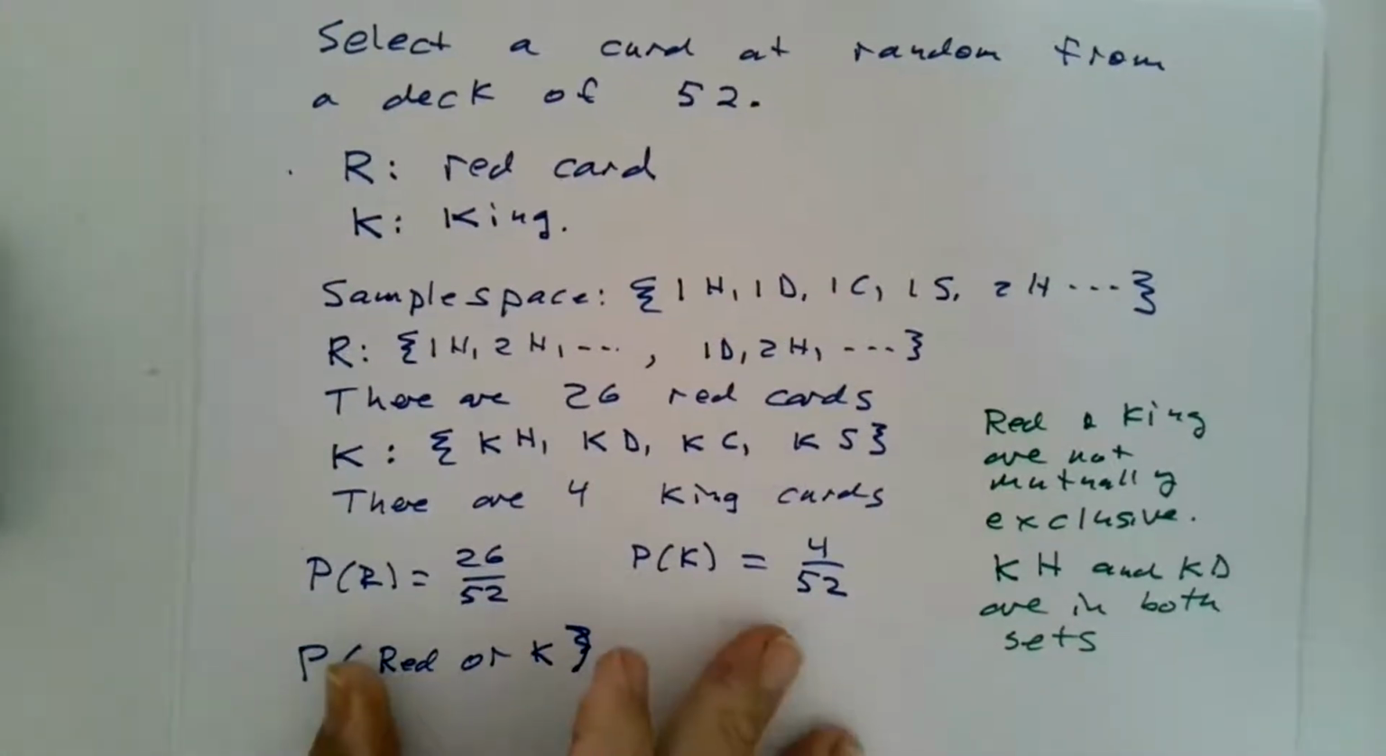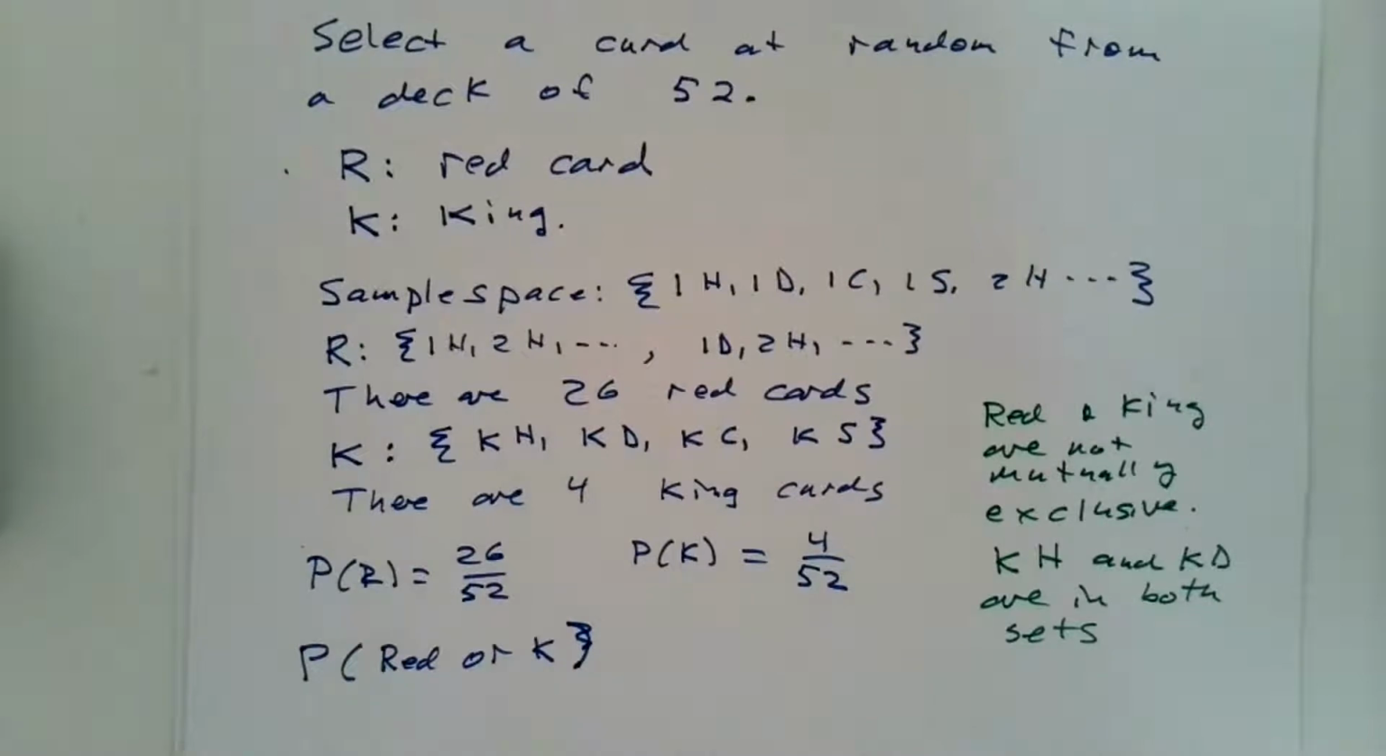If we have overlap, then the 2 sets are not mutually exclusive. So we've got to think about how this is all going to fit together. How am I going to get the probability of red or king? What am I going to do to get that?